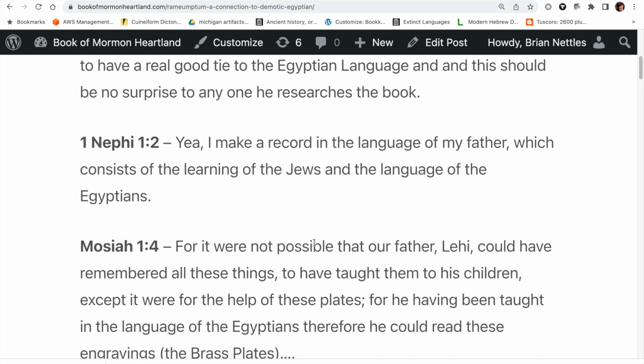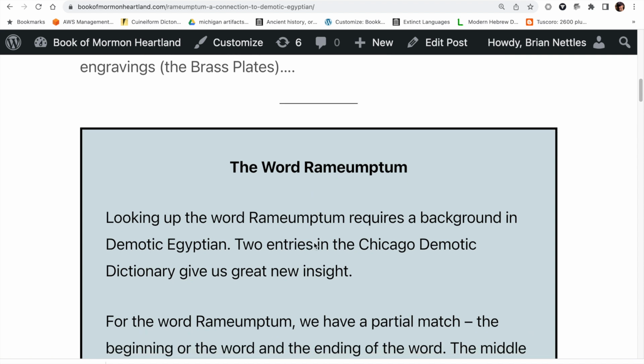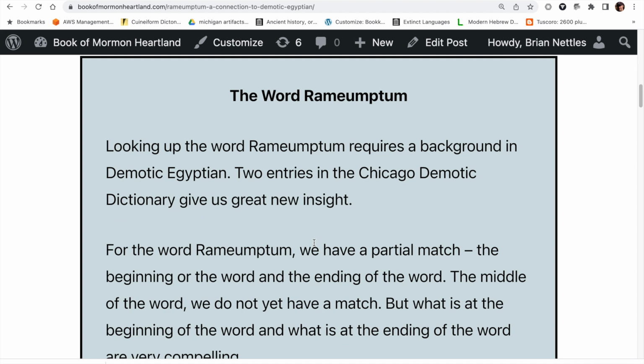But at the beginning, or here in the middle of the Book of Mormon, when you're in the Book of Alma, they're trying to use actual Egyptian. The word Rameumptum ties to the people of Antionum. And if you remember the story, the people of Antionum were the protectors of the anti-Nephi-Lehies.